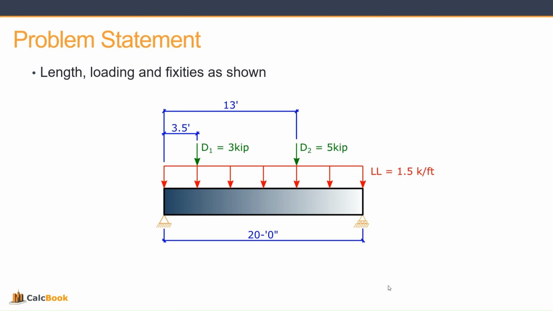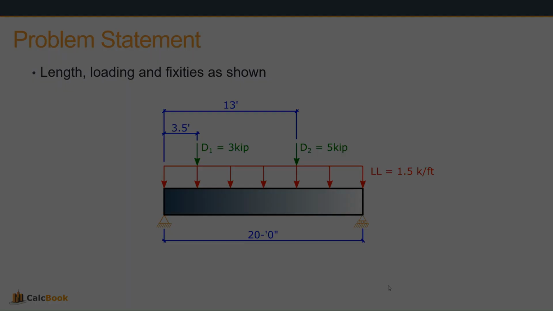This should look familiar. We've used this same loading condition in the last few videos, so we'll continue to use it. We've got a 20-foot long beam. It's got a distributed live load of 1.5 kip per foot. It's got two point-load dead loads, one at 3.5 feet of 3 kips and another at 13 feet of 5 kips. Let's go ahead and open up CalcBook and get started on deflections.